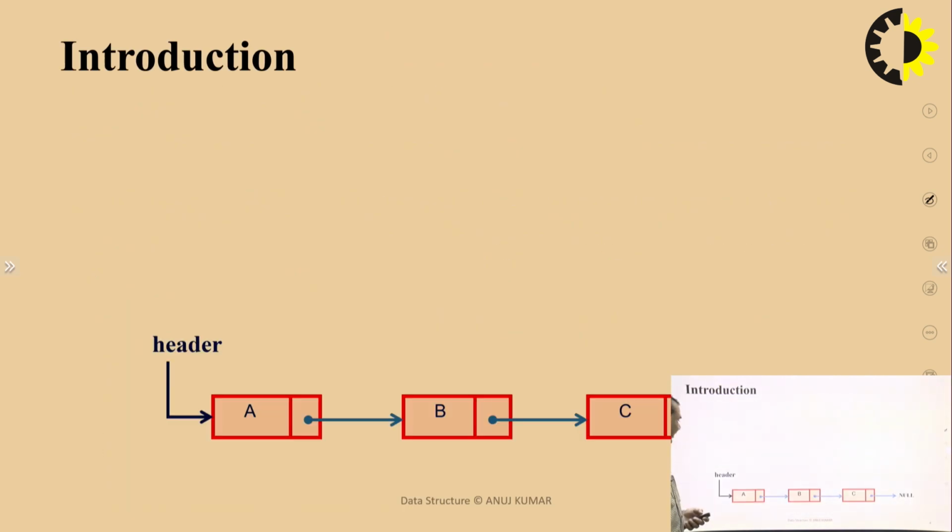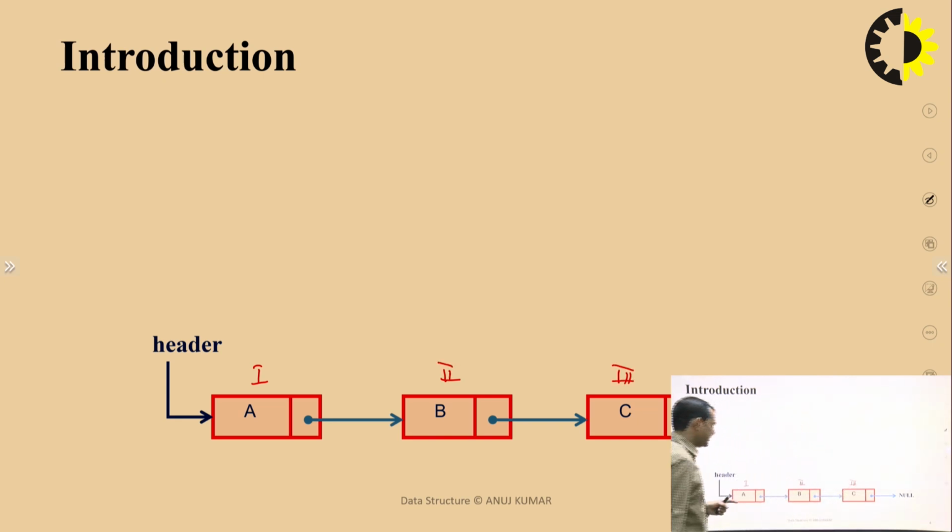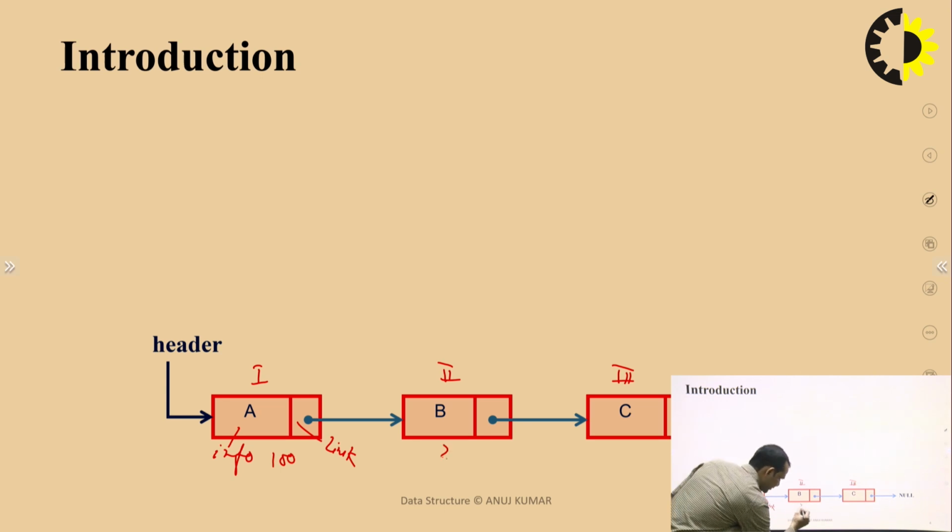Okay, so when we declare a linked list, this is the first node, this is the second node, this is the third node. Each node is divided into two parts. The first part is known as the info, where we store the value. The second part is known as the link part, or address part, which contains the address of the next node. Suppose the address of this node is 100, of this node is 200, and of this node is 300.